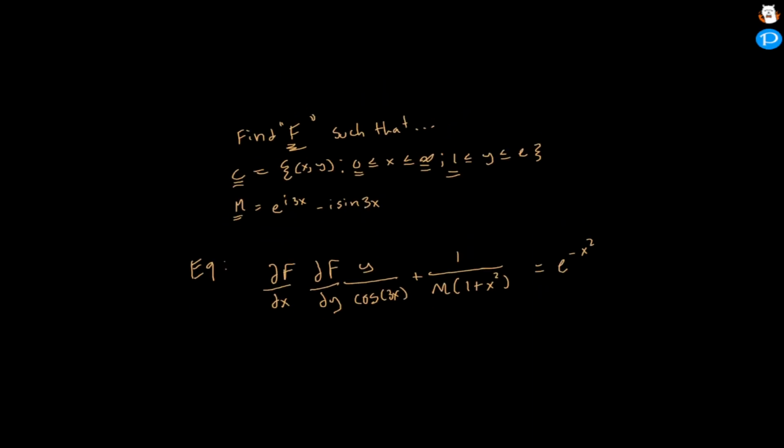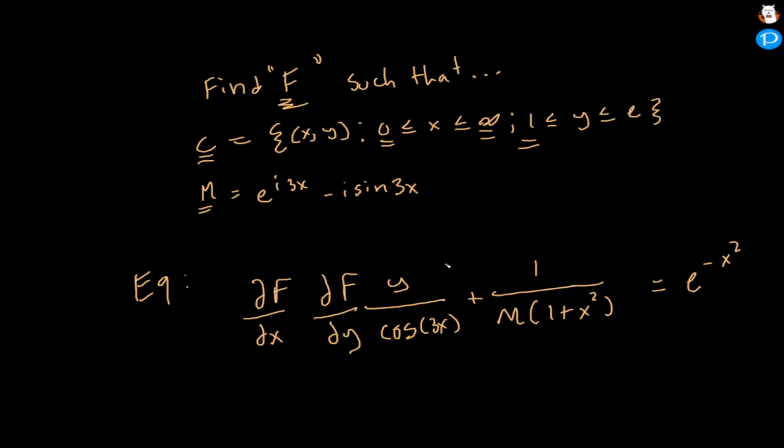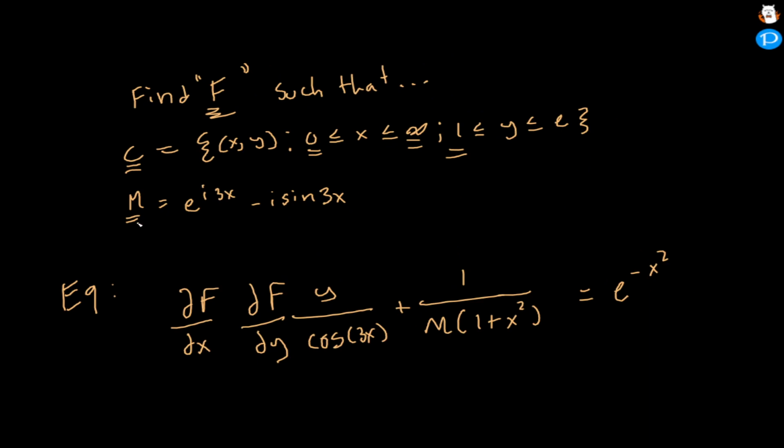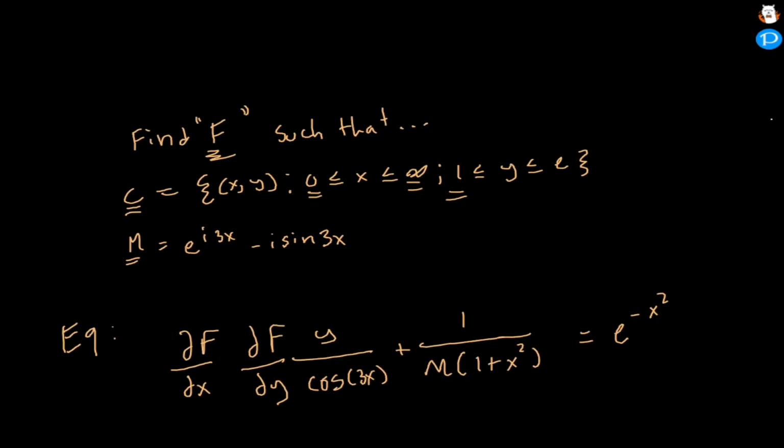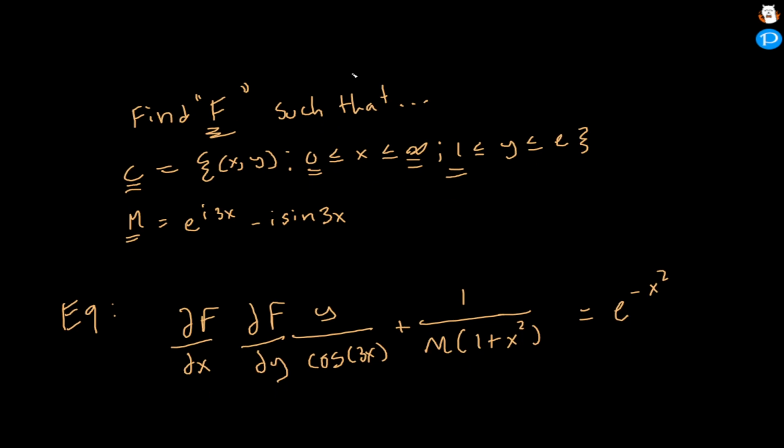Hi guys, today I have a nice differential equation here, and we have some bounds, some restrictions, such that we have a set here that's an ordered pair with bounds for x and y. We also have this variable m here, which is assigned to some manipulation of Euler's formula for a sine cosine. As the instructions go, we need to find what f is.